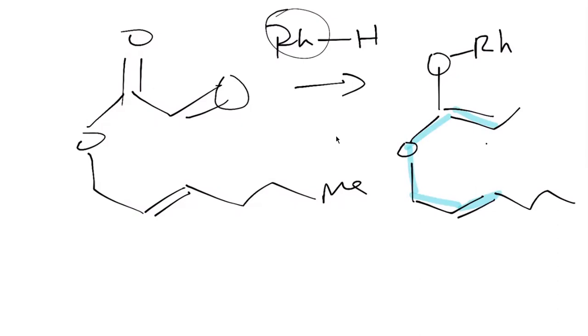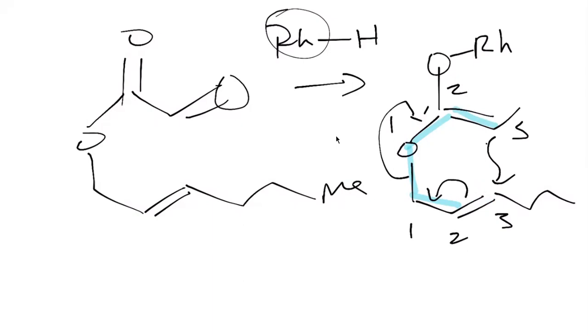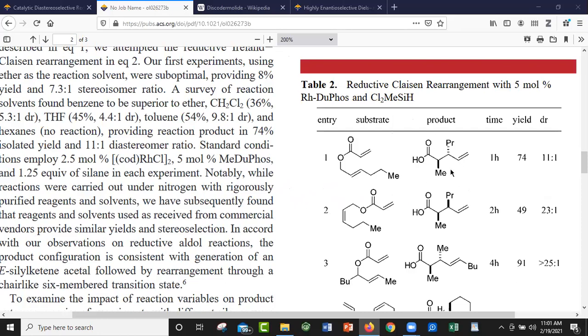So now you're able to do that 3,3-sigmatropic rearrangement on this substrate right here. Then it's this carbon here, like so. And that's what gives rise to these carboxylic acid products. Let me go back and share that again. That's where you get these carboxylic acid products here. And the diastereomer ratio is pretty high: 11 to 1, 23 to 1, 25 to 1, depending on the substrate.